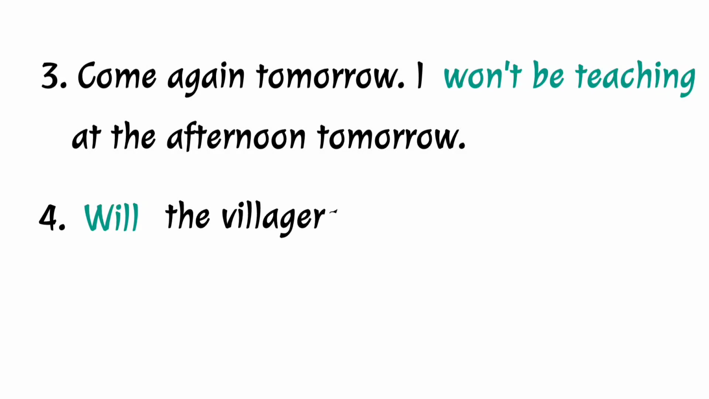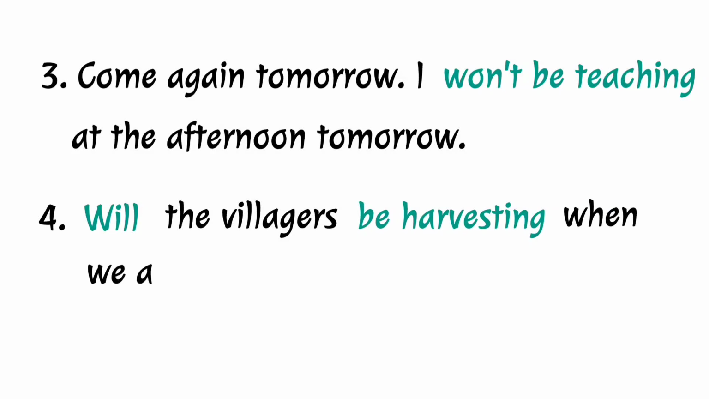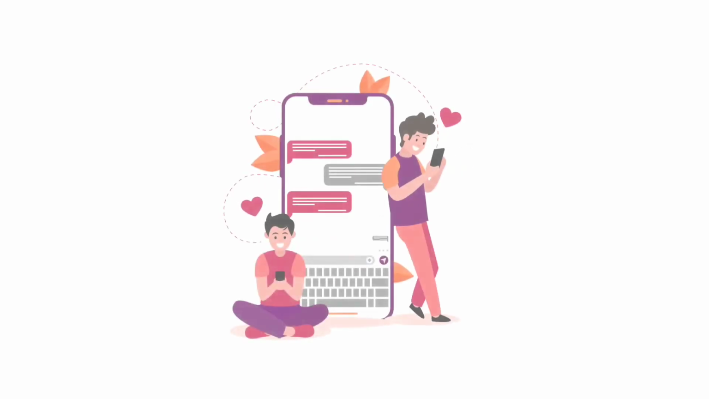Okay, next, number 4, we have will. So this one is interrogative. Will the villagers be harvesting? So this one is interrogative. When we arrive next Monday. Next Monday is in the future. Jadi yang ditanyakan apakah penduduk desa sedang panen ketika kami tiba besok.